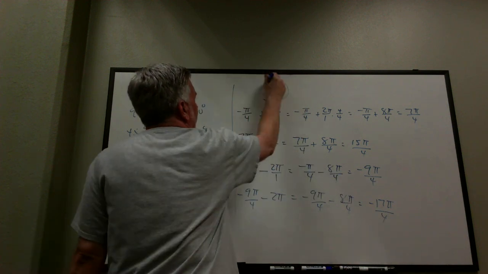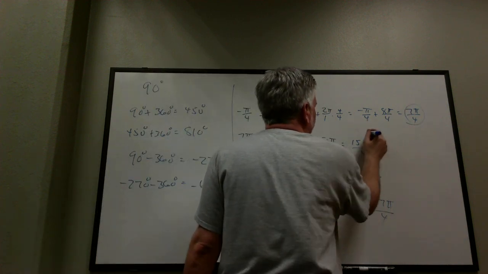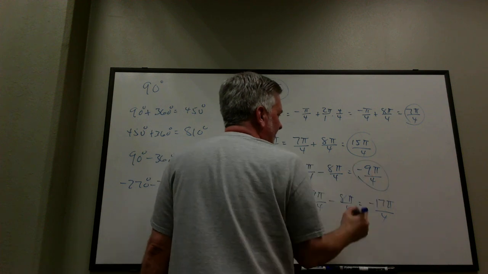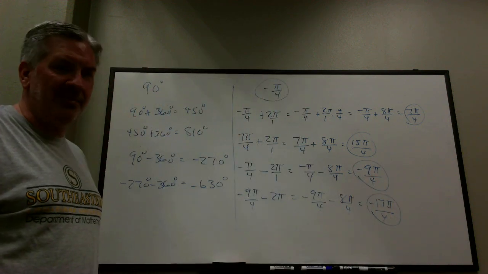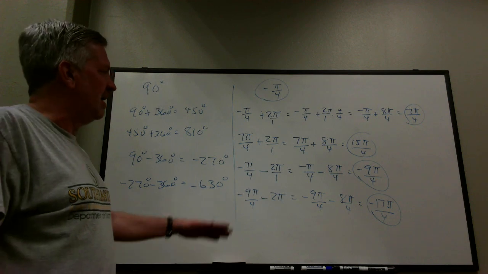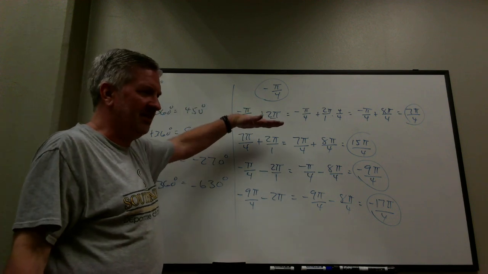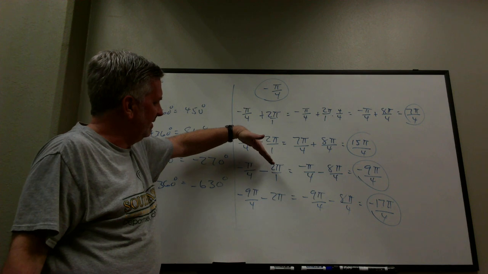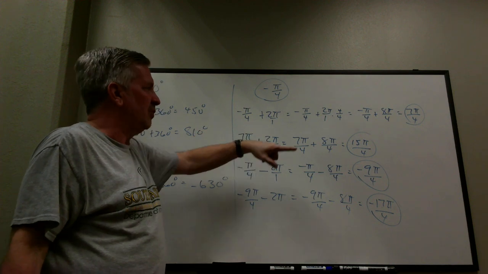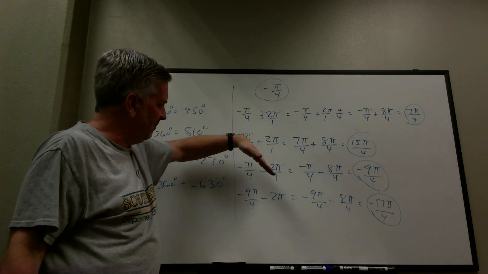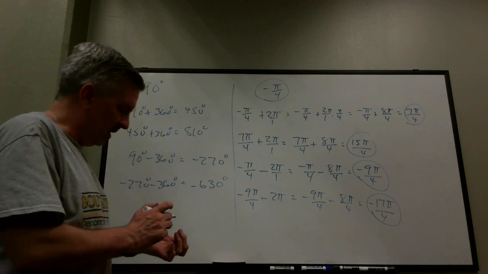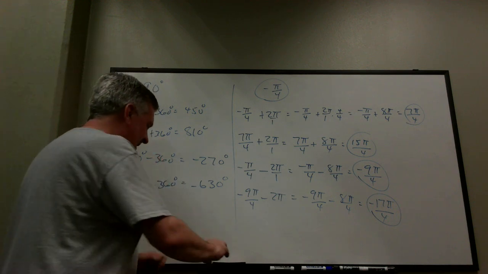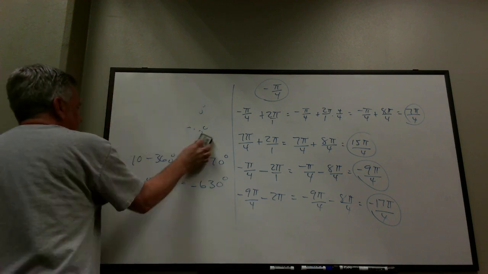So minus pi over 4, 7 pi over 4, 15 pi over 4, negative 9 pi over 4, negative 17 pi over 4, those are all coterminal. They're not the same angle because the rotation's different, but the initial side is positive x-axis, the terminal side is down here in the fourth quadrant. So all four of those start there and stop there, but they have different rotations. So there's coterminal.